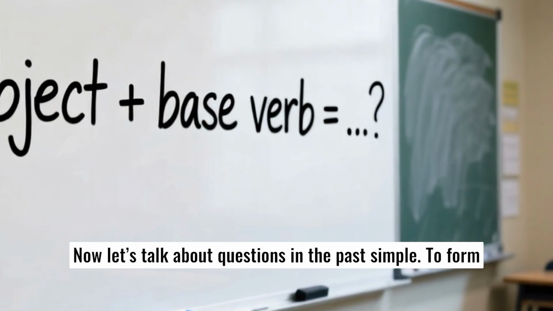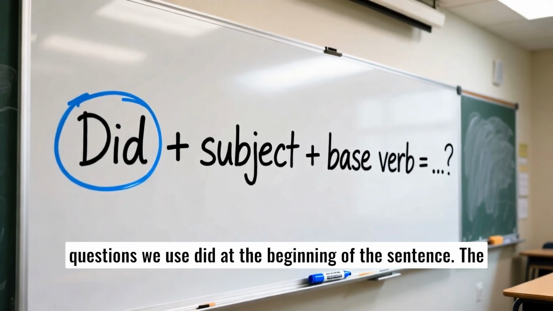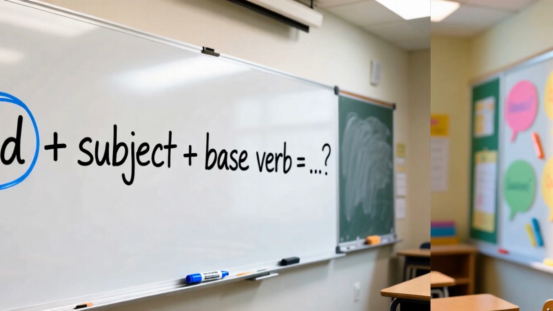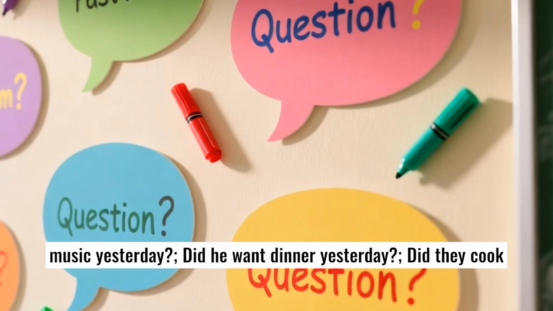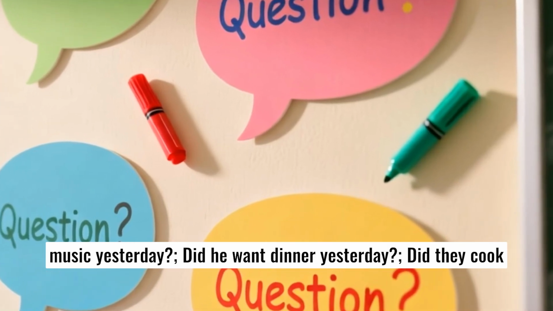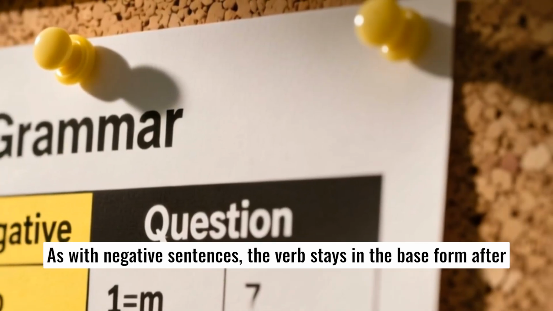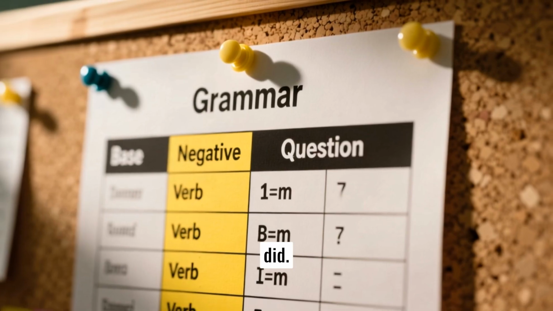Now let's talk about questions in the past simple. To form questions we use did at the beginning of the sentence. The structure is did plus subject plus base verb. For example, did you play football yesterday? Did she listen to music yesterday? Did he want dinner yesterday? Did they cook dinner yesterday evening? As with negative sentences, the verb stays in the base form after did.